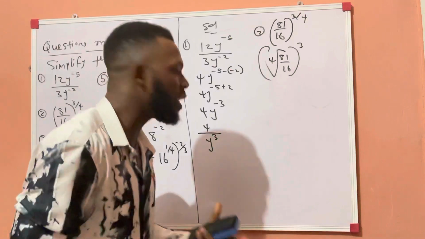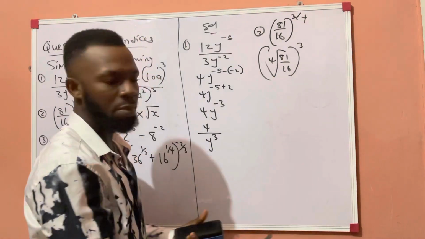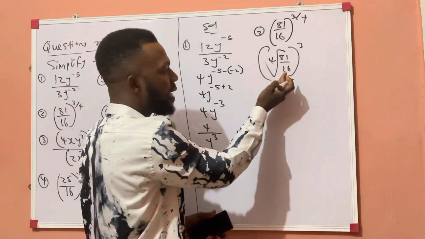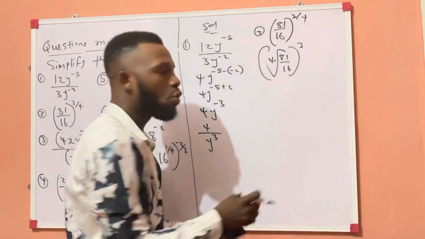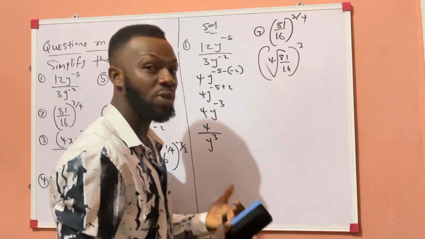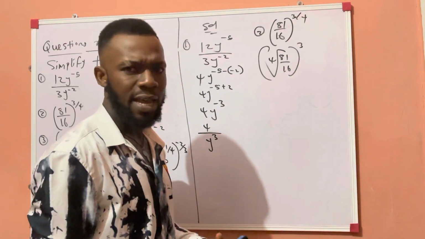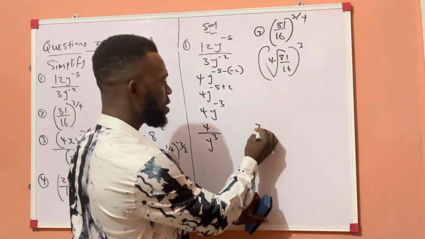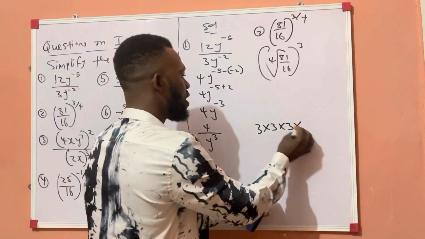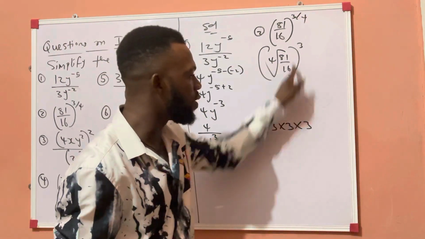Now I also remember telling you guys in the last class that if you have something like this, this 4th root is affecting the numerator and it is also affecting the denominator. So when you say 4th root of 81, what does it mean? A number you will multiply by itself 4 times to get 81. I think that number is 3. 3 times 3 is 9, 9 times 3 is 27, and 27 times 3 is 81. So it means the 4th root of 81 is 3.